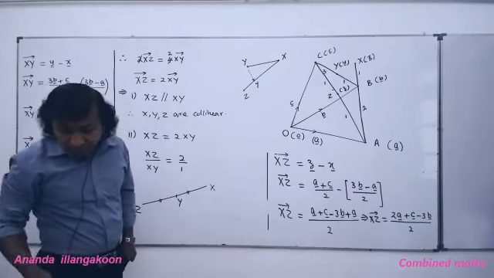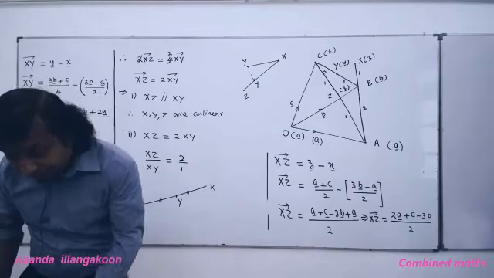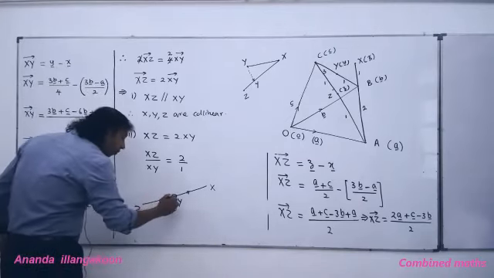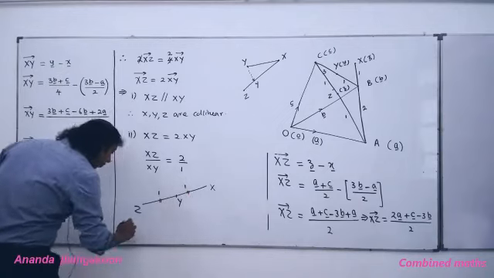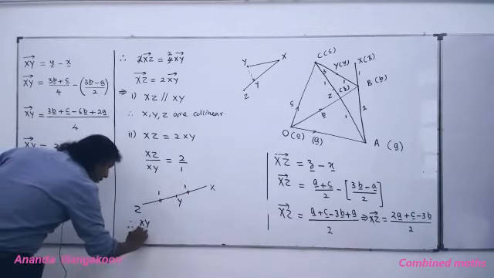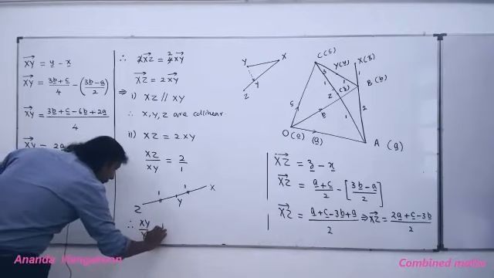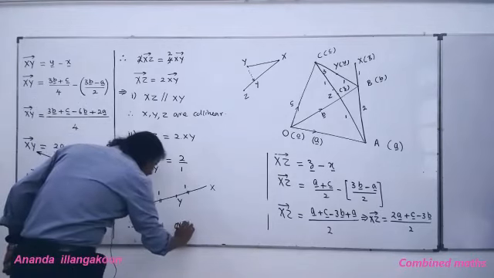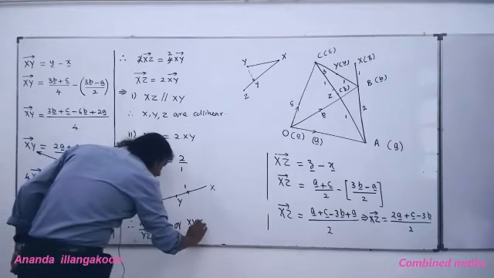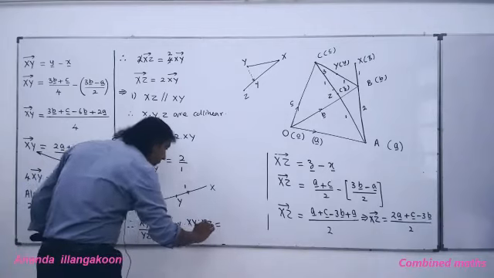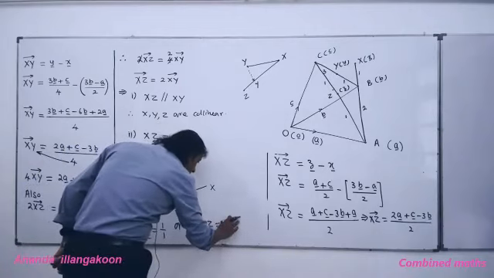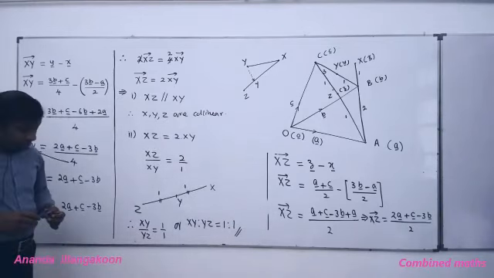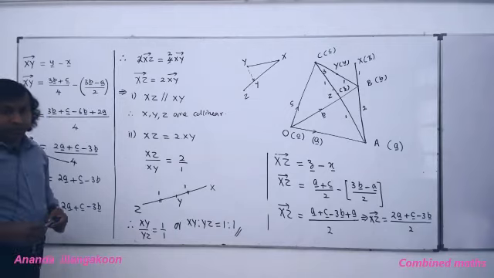Okay, so what is the next question asking? The XY to YZ ratio. If this and this are equal, what is the ratio? 1:1. Therefore, we can write the XY to YZ ratio is 1:1. This is how we complete the question.